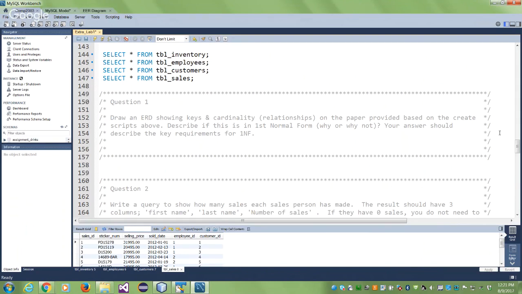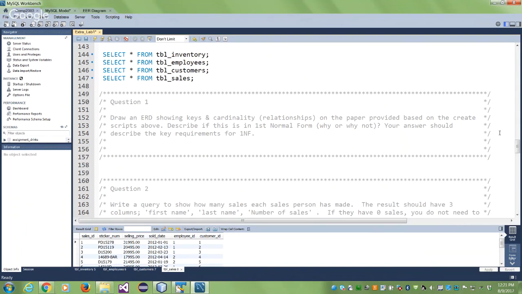It says draw an ERD showing keys and cardinality on the paper provided based on the create scripts above. So you can cheat, of course. You can do a reverse engineer and cheat it. I know you can do that. But still, you have to check if the relationships are correct and so on. Keep in mind, you still have to check. Describe if this is in the first normal form.